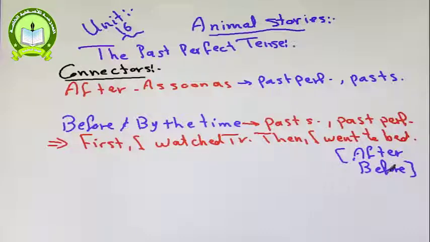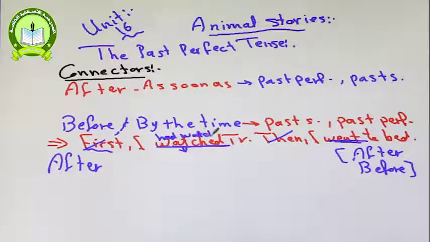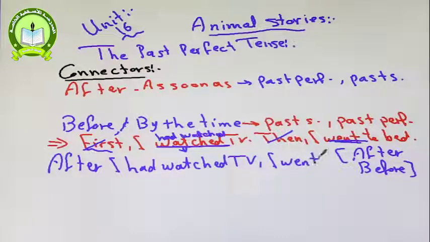You should determine the action that happened first. This is the first action that happened, that completed before the other action happened. You have some steps to follow. You should omit first and then you determine if it is after. And we know that after is followed by past perfect. This is the past perfect, this is what happened at first. Had watched. So after I had watched TV, I went out. After I had watched TV, I went out.